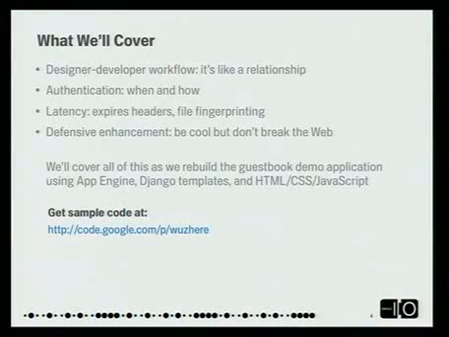Okay, so what we're going to cover. As Lindsey just said, we're going to cover the designer-developer workflow and sort of talk about how it's a relationship. We're going to talk about authentication, when and how you should do it. We're going to talk about latency, because Google is always thinking about latency and how it affects user experience. And then we're going to talk about defensive enhancement, which is another way of spinning progressive enhancement. And we're going to cover all of this as we rebuild the sample app that ships with the SDK. It's the Guestbook app. And you can get all the sample code at this URL that's at the bottom.